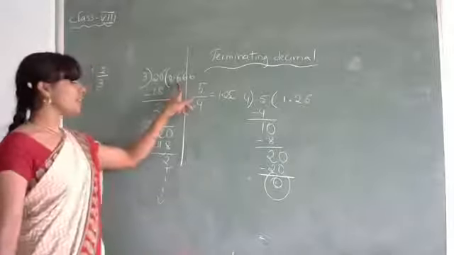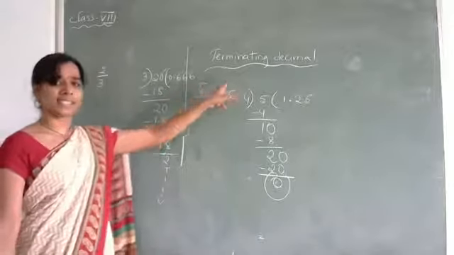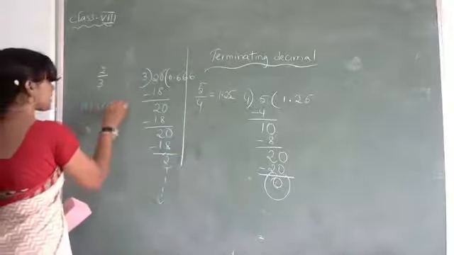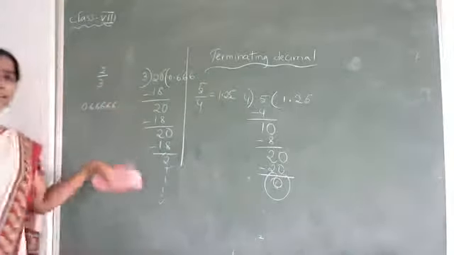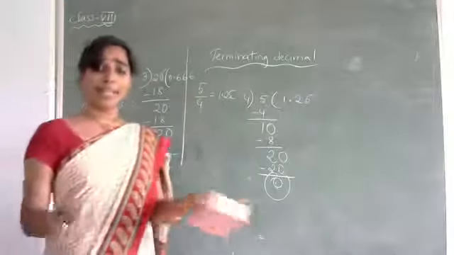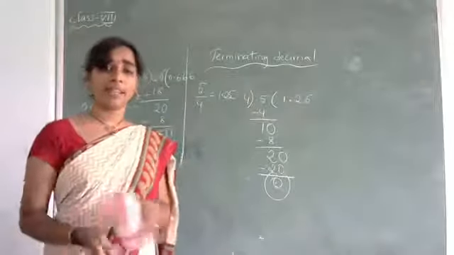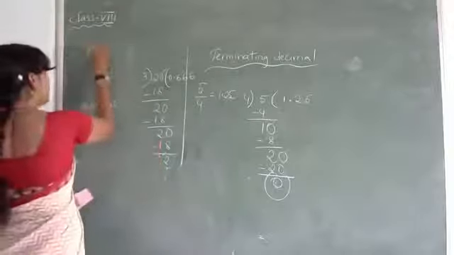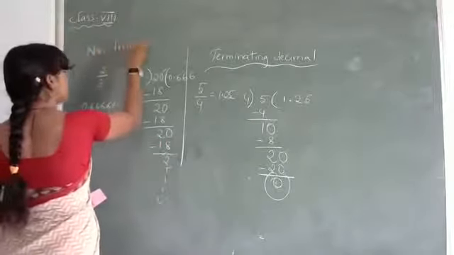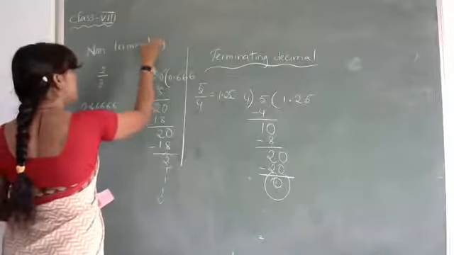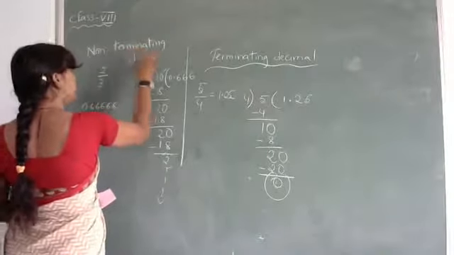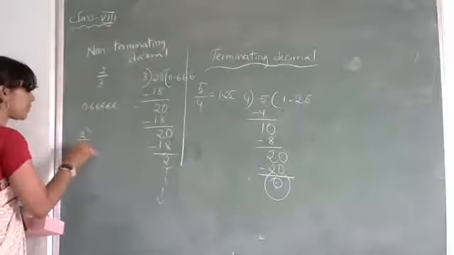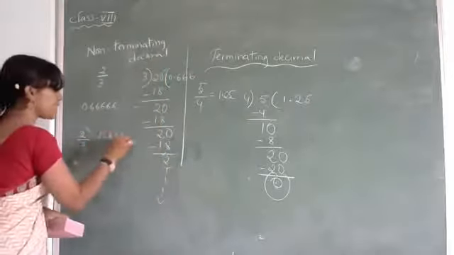That means the quotient will become 0.66666 and so on. I won't get the remainder 0. That means it is not terminating. It is not stopping. So that's why this decimal is called a non-terminating decimal. So 2 by 3 is equal to 0.666 and so on.